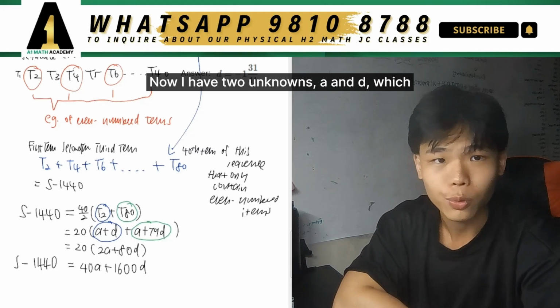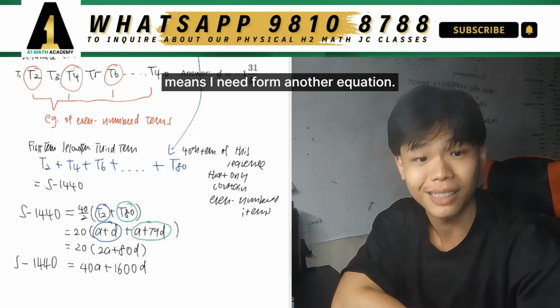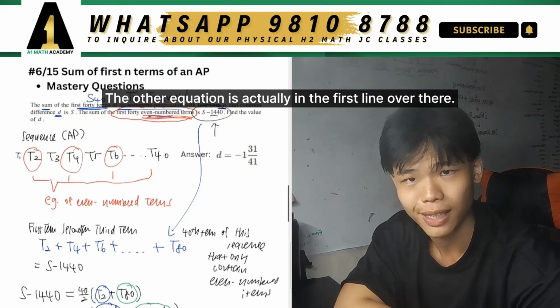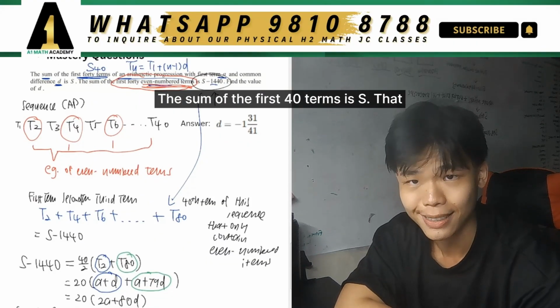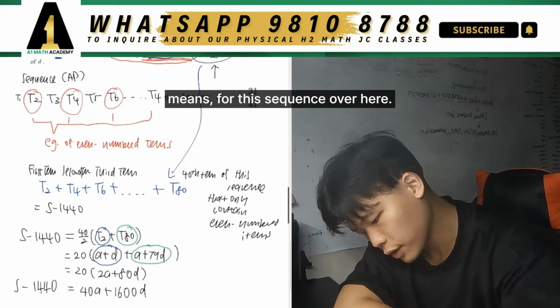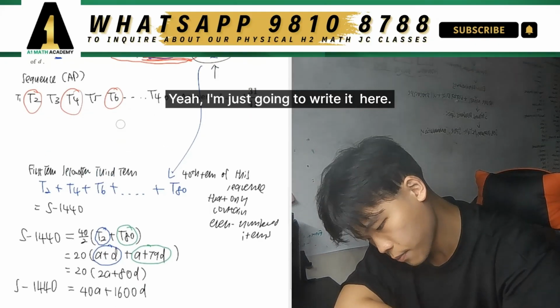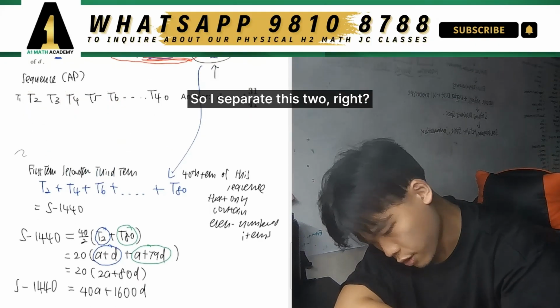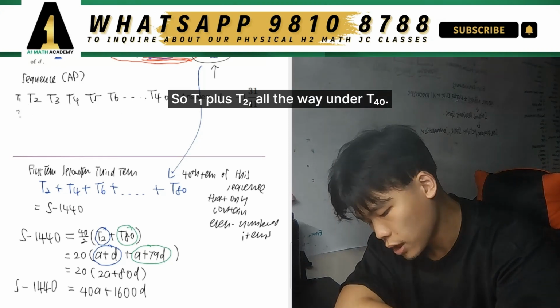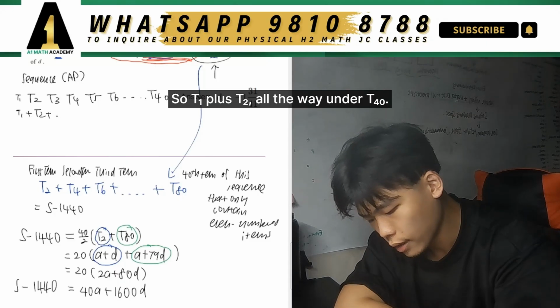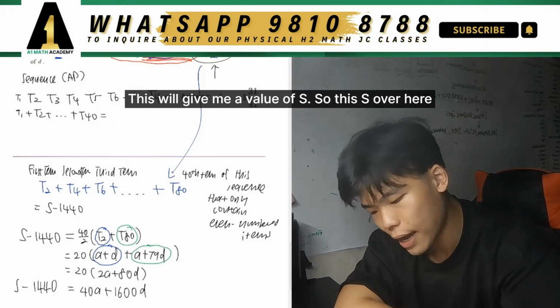Now, I have two unknowns, A and D, which means I need to form another equation. So where is this other equation? The other equation is actually in the first line: the sum of the first 40 terms is S. That means for this original sequence over here, I add everything together. So T1 plus T2 all the way until T40 will give me a value of S.